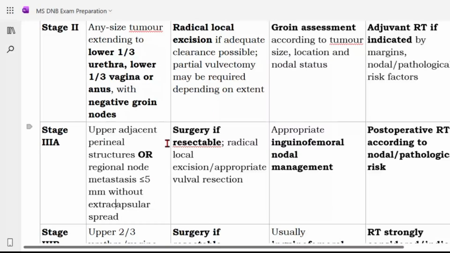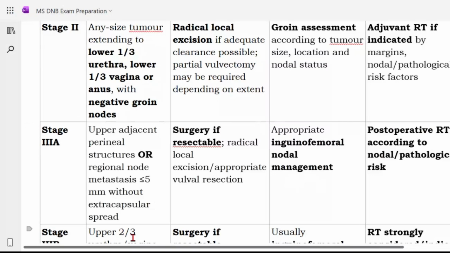Okay. So here surgery if resectable, you go ahead with the radical local excision or appropriate vulval resection, but you will have to go ahead with the inguinofemoral nodal management. So generally here lymphadenectomy is required. Okay. And post-operatively you will do radiotherapy.